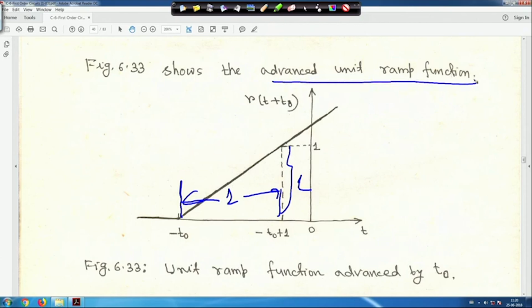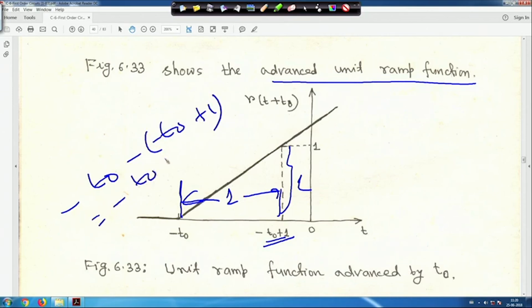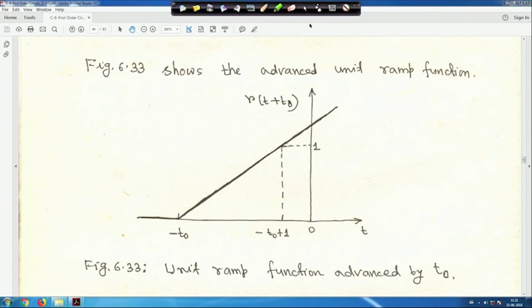This is the advanced unit ramp function, right. And this point is minus t0 plus 1. If you take this side, negative will come, but the distance is 1: minus t0 plus 1 minus minus t0, which is basically minus t0 plus t0 minus 1. So this cancels, leaving minus 1, because it is on the negative side of the time axis, but the distance is 1. Let me clear it. So this is the unit ramp function advanced by t0.